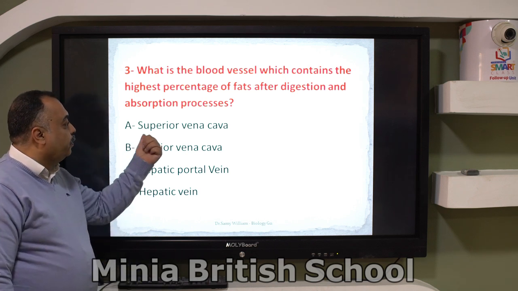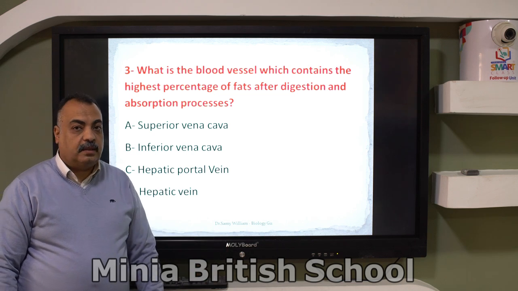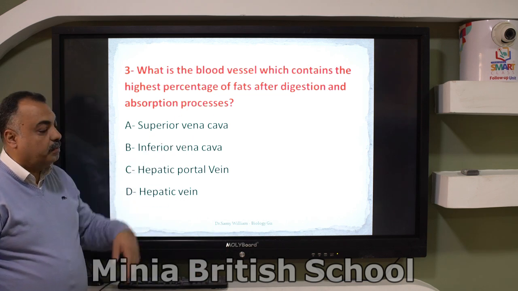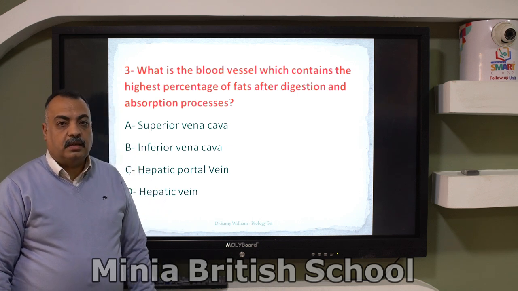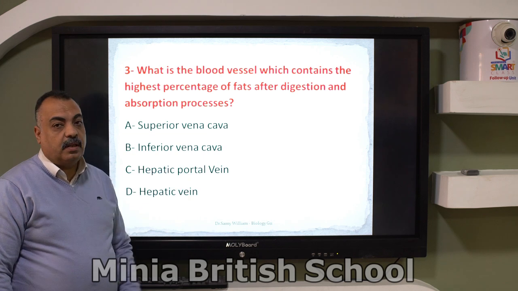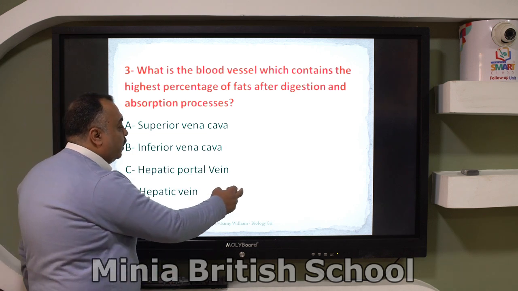Yes, superior vena cava. Why is that? Because the lymphatic system actually pours its content inside the superior vena cava. Next.